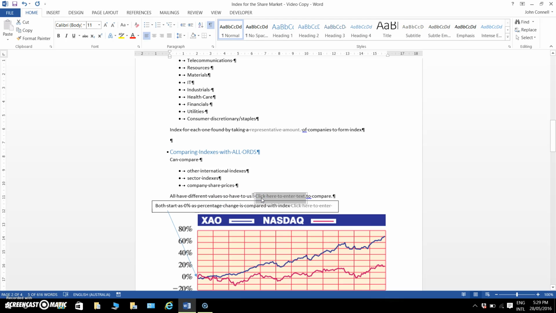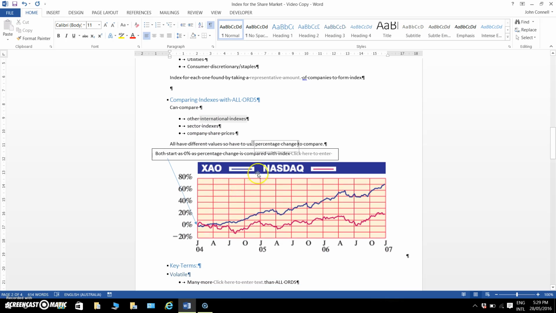So we have to use percentage change to compare them. And if you think about it, that's the main thing. The most important thing about an index is how it is changing. So we want to think about percentage change to be able to compare these indexes. Here we have a graph of the All Ords, which is the blue one, and then this one is the US one, which is the red one. Now both start as having 0% change because your percentage change across the entire chart is compared to this value at January 2004.